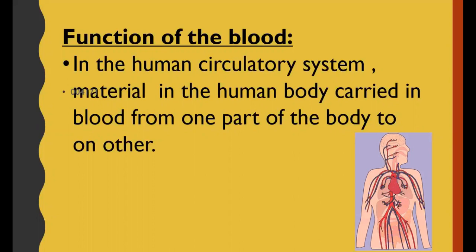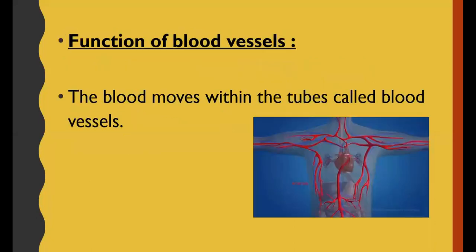So what is the function of blood? It absorbs the material in itself, and it just revolves around the body so that each and every body part can get enough of the useful materials. Now, the function of blood vessels.